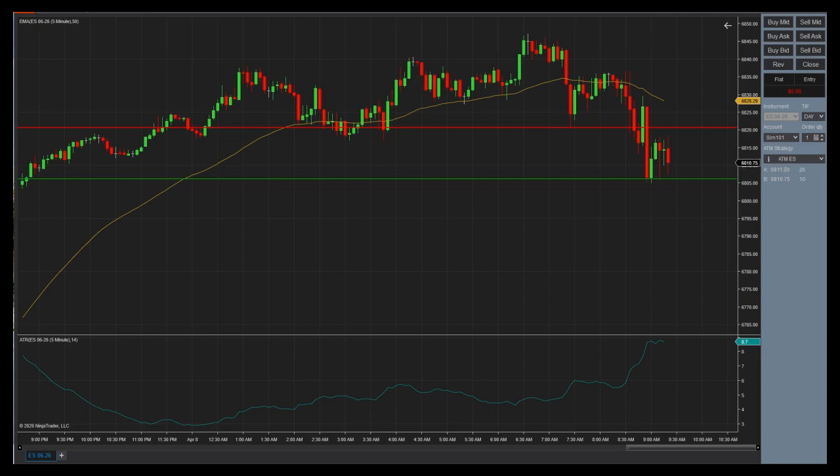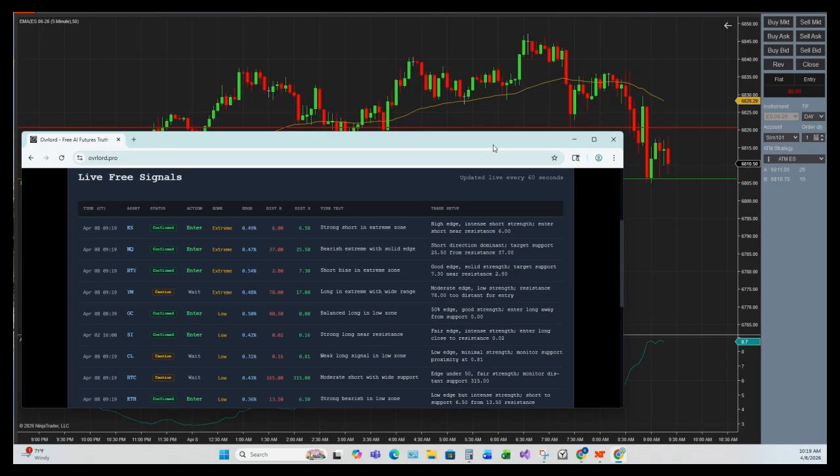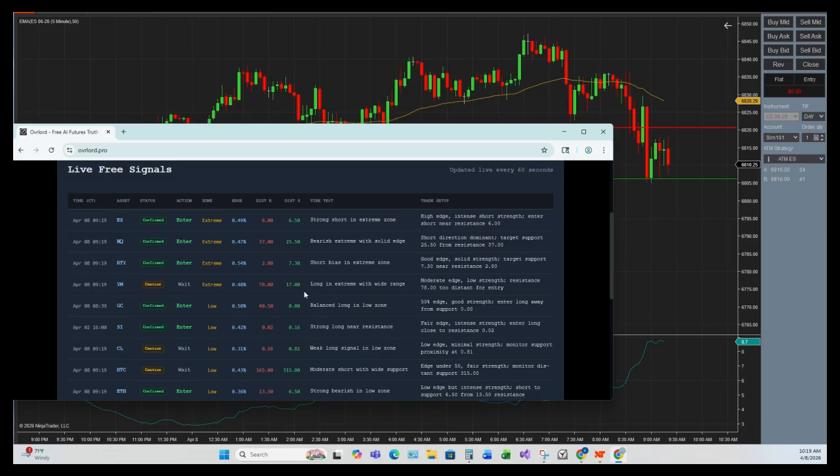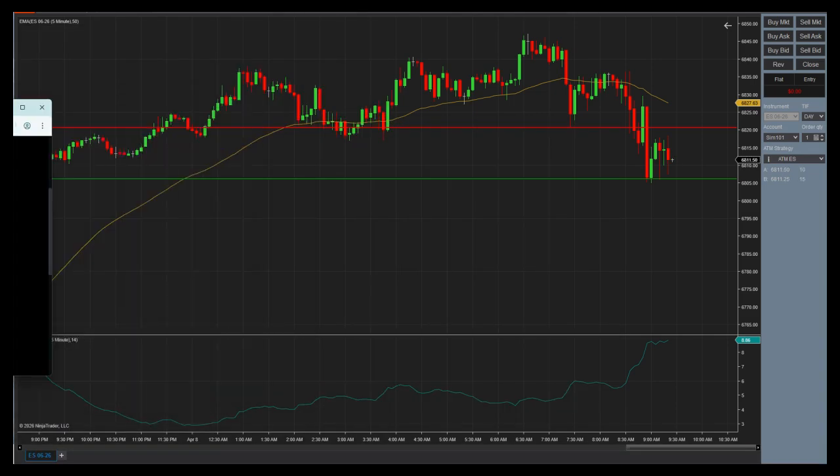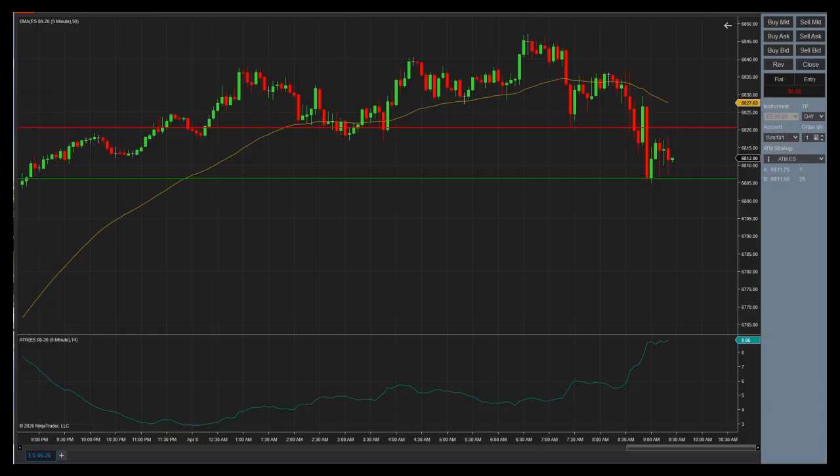If I drag the web app in here and take a look at ES, it says we confirmed, enter, zone is extreme, the edge is 49%, distance from resistance is 6, distance from support is 6.5. Strong short, high edge, intense short strength, inner near short resistance. Okay, so I got some indicators here.